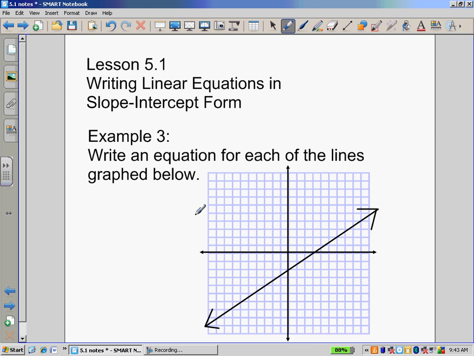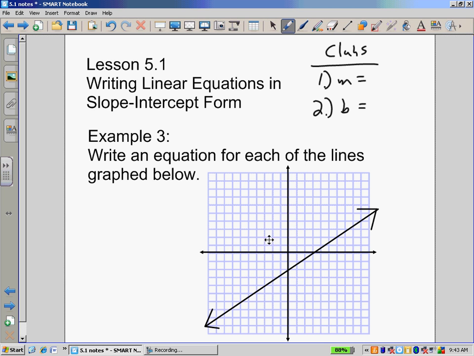All right, now we're changing things up a little bit. Write an equation for each of the lines graphed below. Now, just because the form of the question changes doesn't mean that our process does. We're still looking for a clue. I'm going to find the slope. I'm going to find our y-intercept.